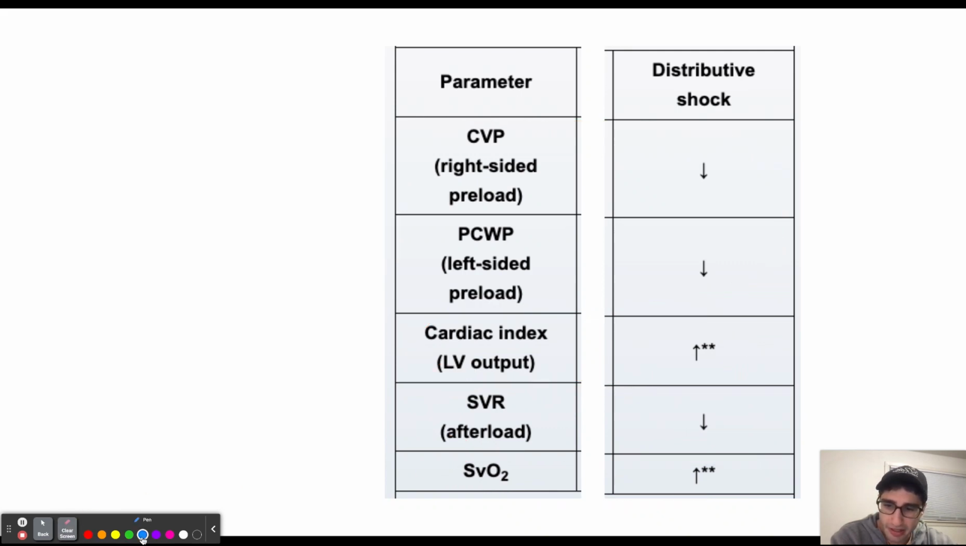Now let's clear this screen and let's talk about what happens to the cardiac index and mixed venous oxygen saturation with neurogenic shock. With neurogenic shock, we're not going to experience the increase in sympathetic drive that we experience in septic and anaphylactic shock. Because we don't experience this increase in sympathetic drive, we're not going to experience this increase in cardiac index and increase in mixed venous oxygen saturation.